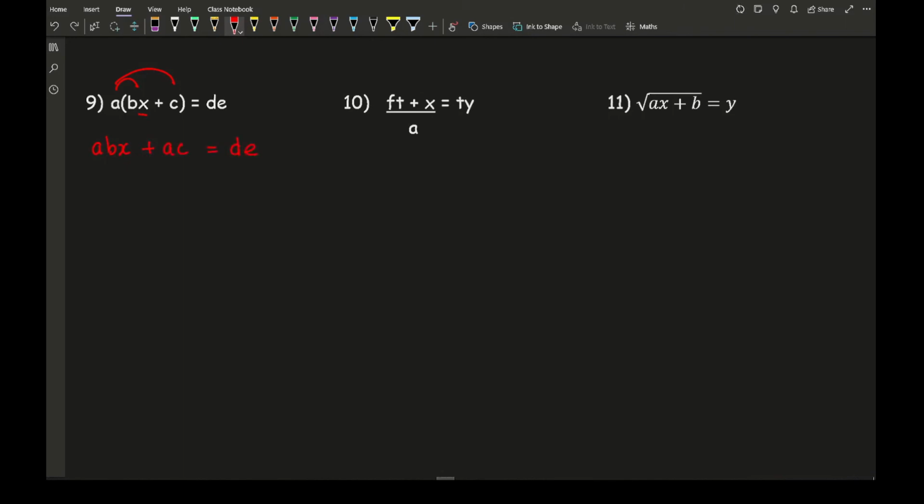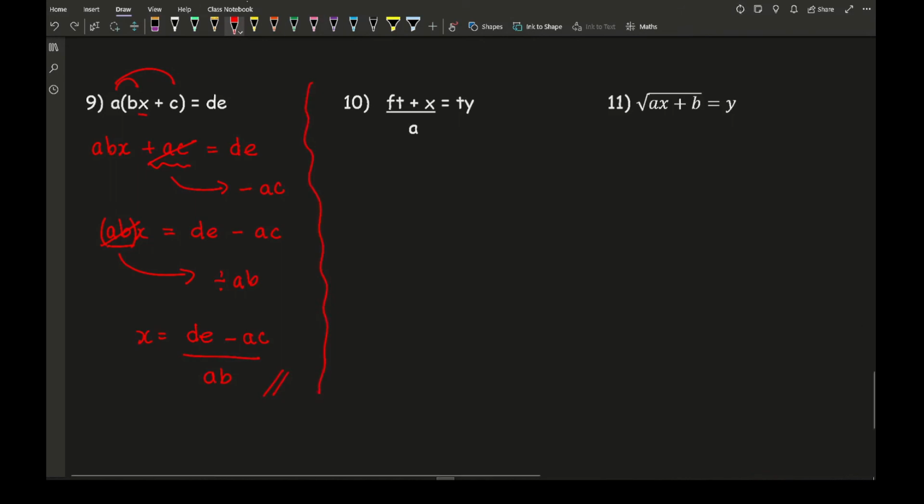Now again here I'm going to get rid of the ac first. So the opposite of adding ac is to take away ac. So what I'm left with is abx equals de minus ac. Now I still need to get rid of this ab. So what's the ab doing? It's multiplying, so the opposite would be to divide by ab. So what I'm left with is x equals de minus ac, all divided by ab, and there is my final answer.